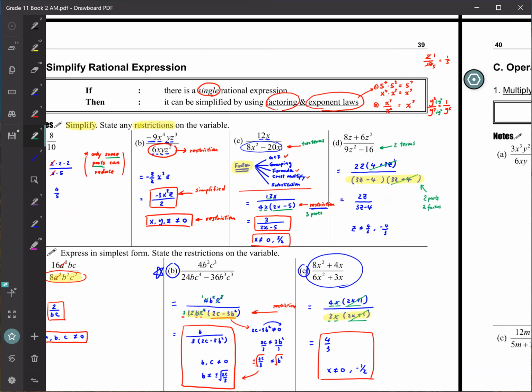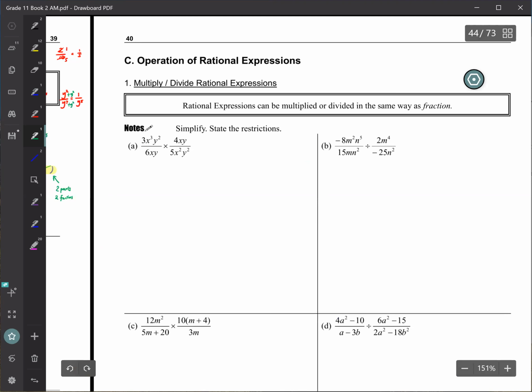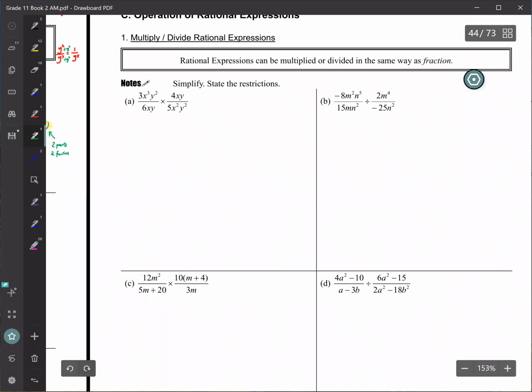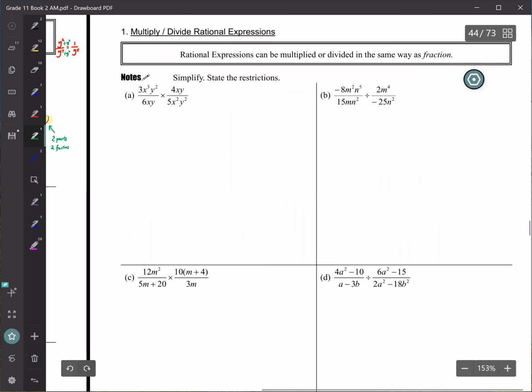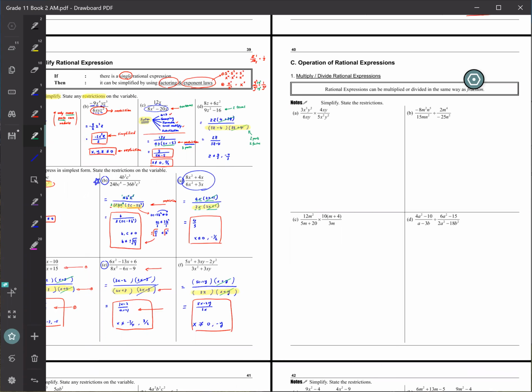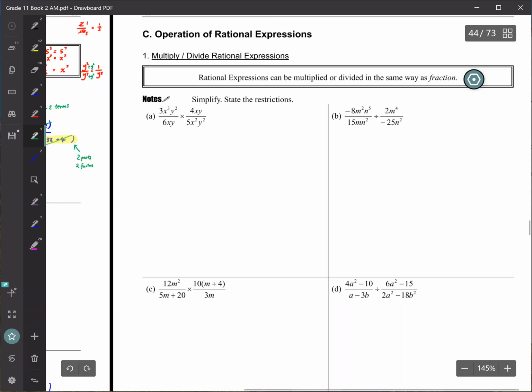Today's lesson will be focusing on multiplying and dividing. There's quite a lot of exercise to work on your own, right? But we will go over every single question to make sure you have no trouble when doing homework, okay? So multiply and divide just like regular fractions, right?